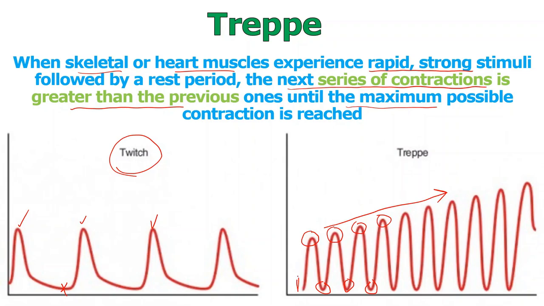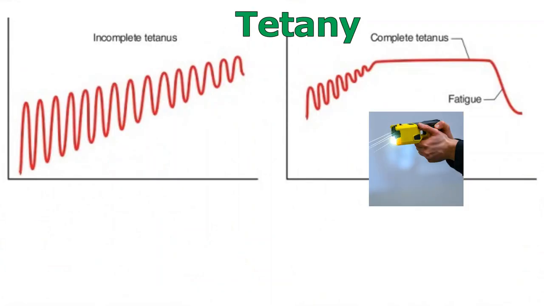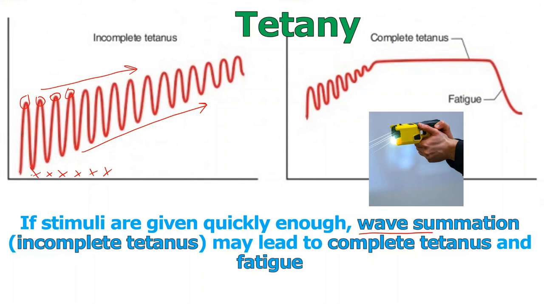Keep in mind here that we are resting between each stimulus, though, even though they are getting stronger and stronger, we are resting in between each one. And this leads us into the concept of tetany or tetanus. Notice in this, it looks like we're getting stronger and stronger contractions, like we're going step here, treppe, but notice we're not going back to rest. So we're getting stimuli that are so rapid that we're not allowing the tissue to rest. This is called tetanus. And as we're doing this upward motion where we see these waves summating, basically, this can be called wave summation, or it can be called incomplete tetanus.